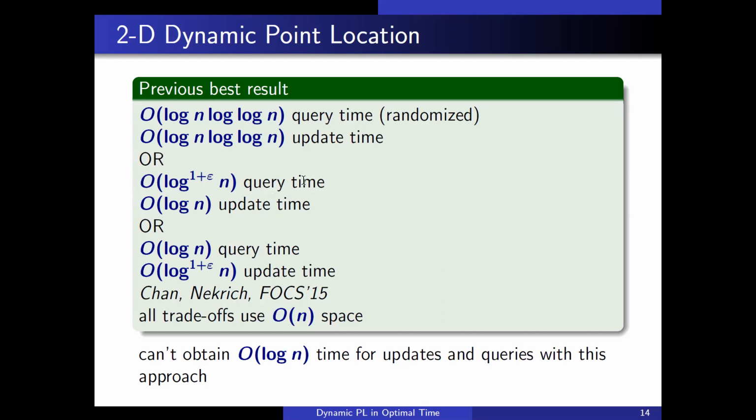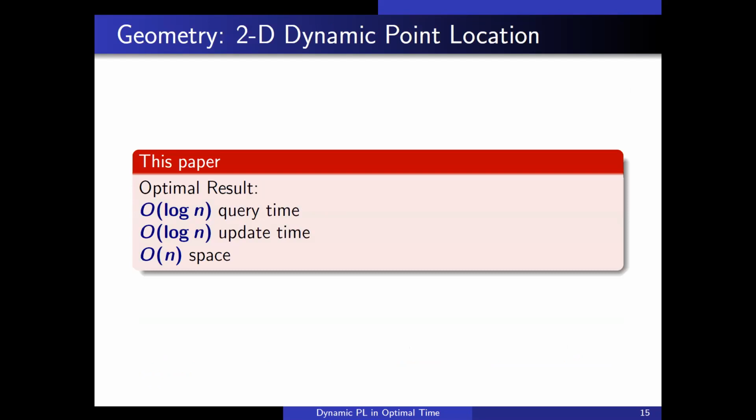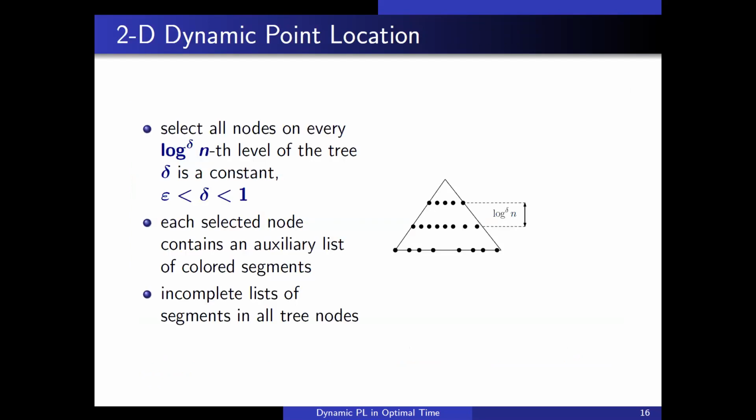So in order to achieve optimal time, we're going to use some additional ideas. And this is what we achieve in this paper finally. It's logarithmic time for queries, logarithmic time for updates, and linear space. And the main idea is probably the fact that we don't have to maintain the order of all segments in each slab. So our idea, just at a very high level, is as follows.